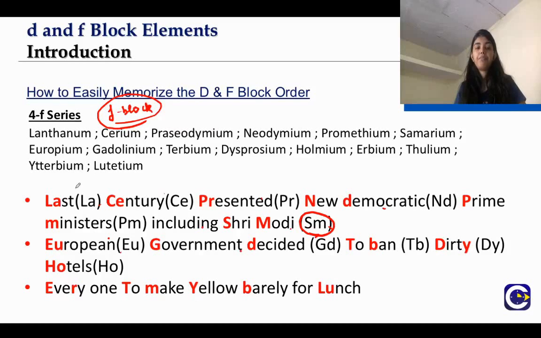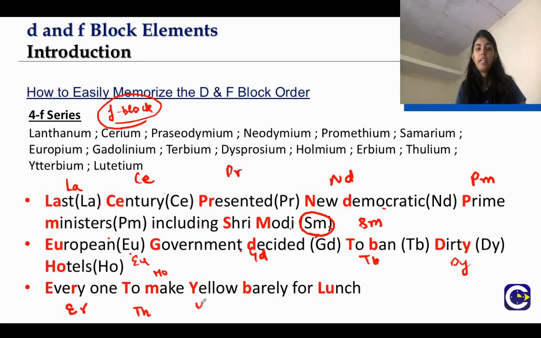Again I am repeating. Last century presented new democratic prime minister including Shri Modi. European government decided to ban dirty hotels. Then everyone to make yellow barley for lunch. Right, so this is thorium and this is lutetium.